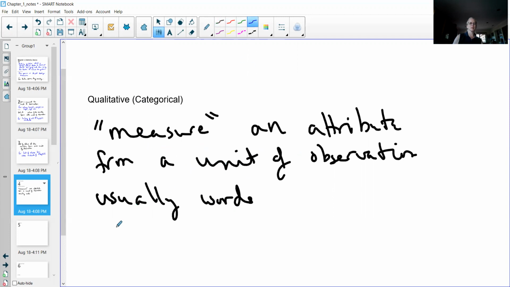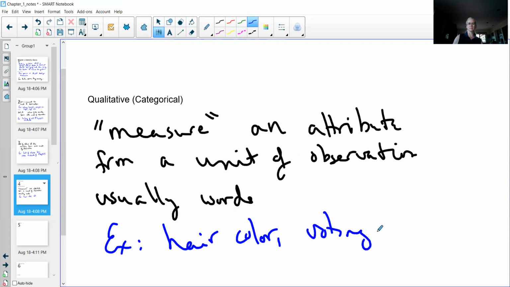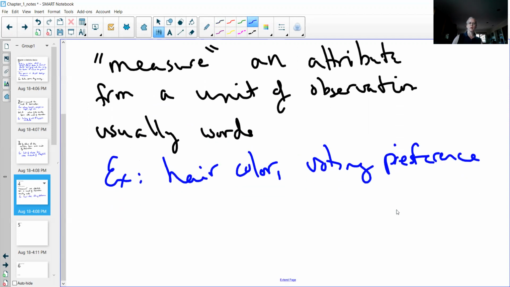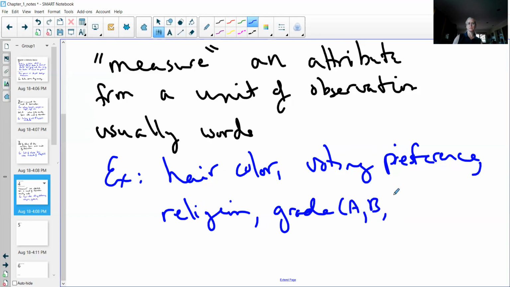Some examples of things like these are hair color, voting preference, your religion, your grade, if you got an A, B, C, or D. Or F, I guess I should include S. Hopefully you don't get one of those, but.